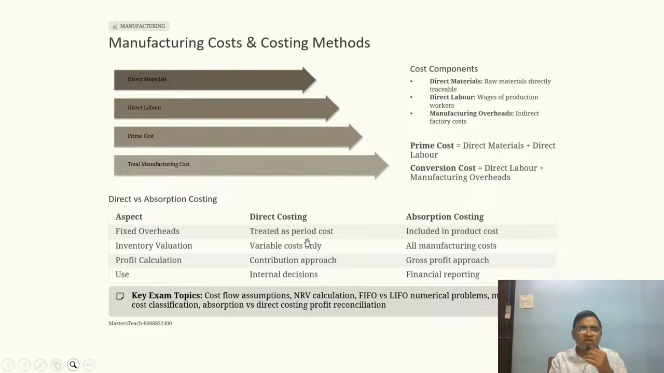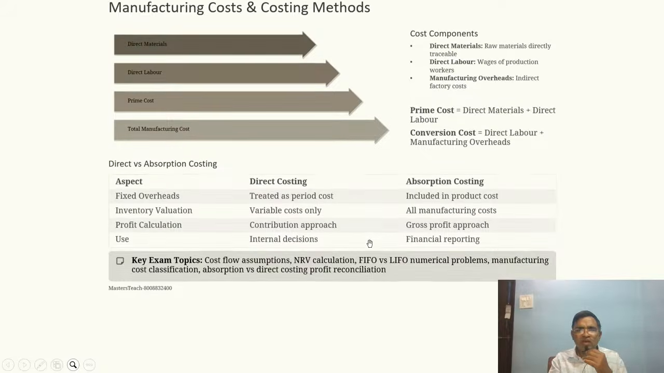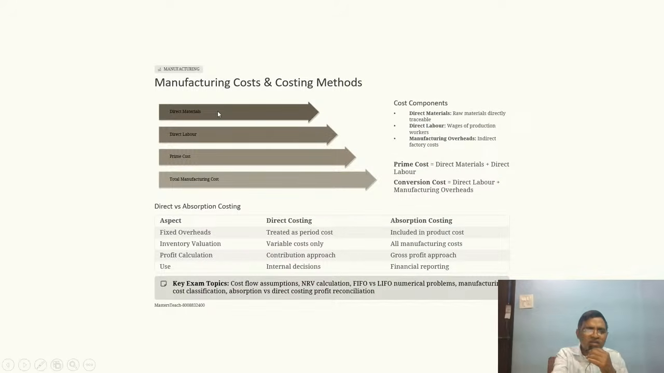Then direct versus absorption costing here. Just go through this one. You can also check our app, where you will have this PPT. So this is about the second unit. Then we'll go to the third one.